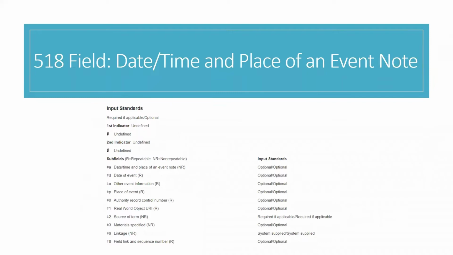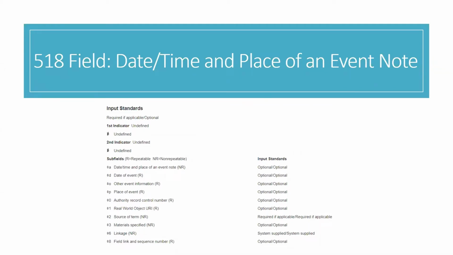The 518 field is for the date, time, and place of an event. And this again is required if applicable. Both indicators are blank. Possible subfields are A, D, O, P, 0, 1, 2, 3, 6, and 8.